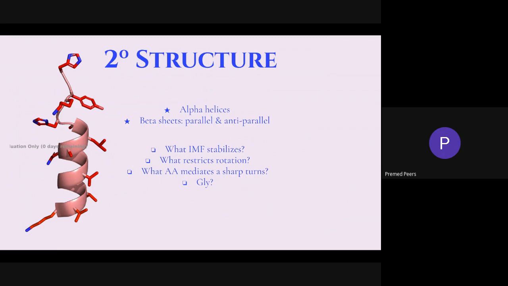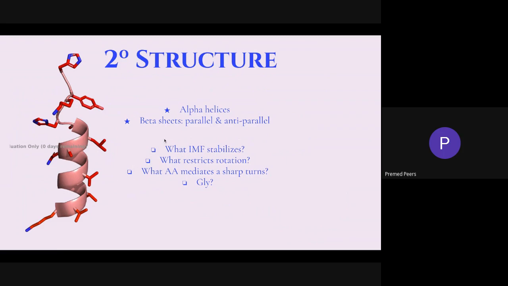Some of the questions you might want to ask yourself, for those of you who might be watching the recording and can play it at twice speed, are: what kind of intermolecular force stabilizes this alpha helix structure, and also the beta sheet? What does it mean by parallel versus anti-parallel?